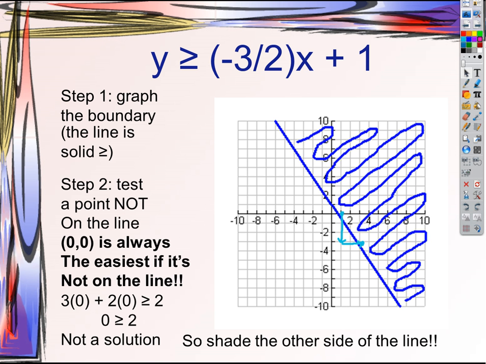So it didn't work, and so that means that I have to shade away from that point. I shade the other side. That's it. Right? That's all we have to do. Let's look at one more of these.